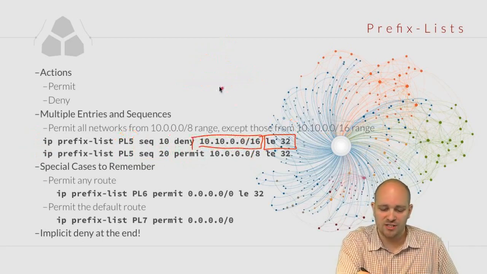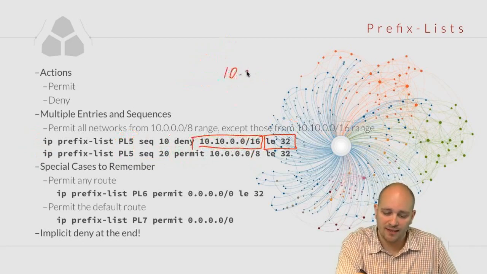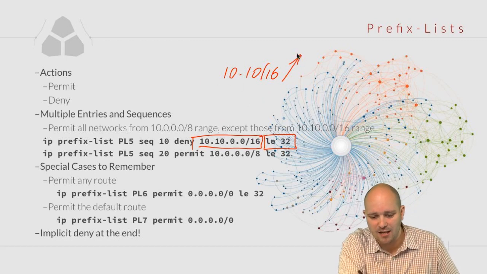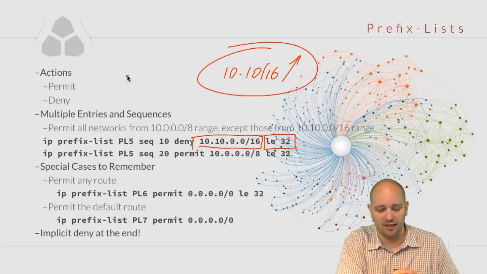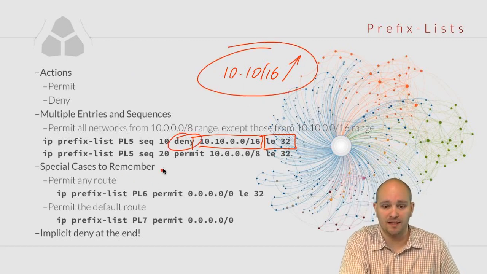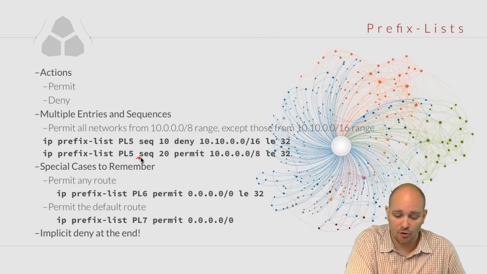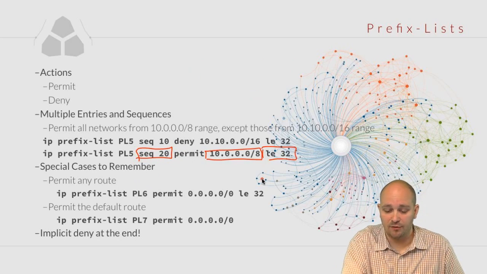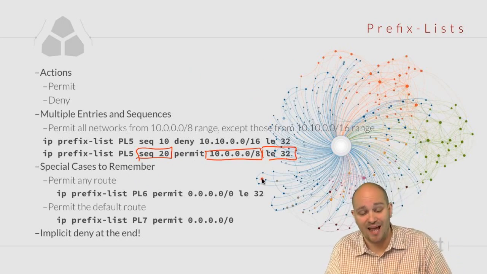So here we are saying anything that comes from the 10.10/16 range, so /16 or above. So we are saying any prefix that comes from this particular range is going to be denied. And finally, in our sequence 20, we are going to permit everything else from the 10.0.0.0/8 range.